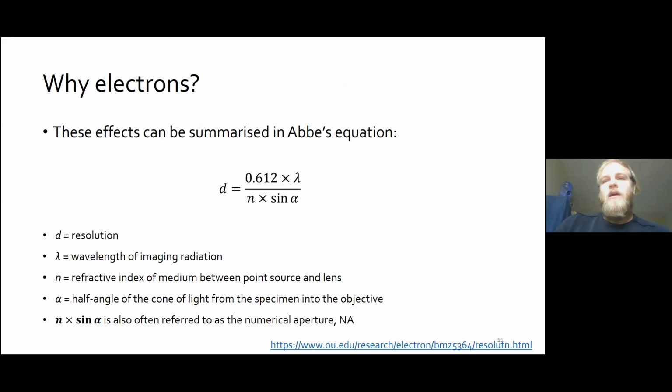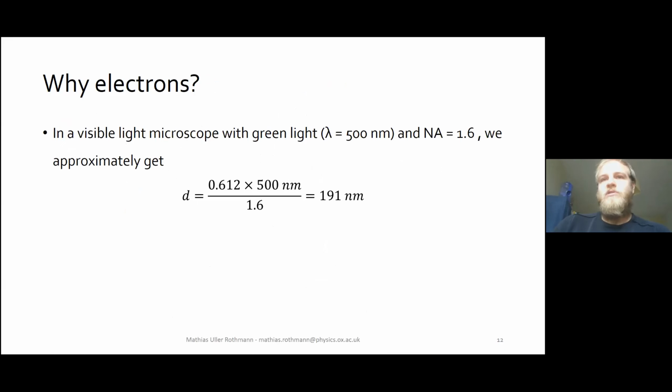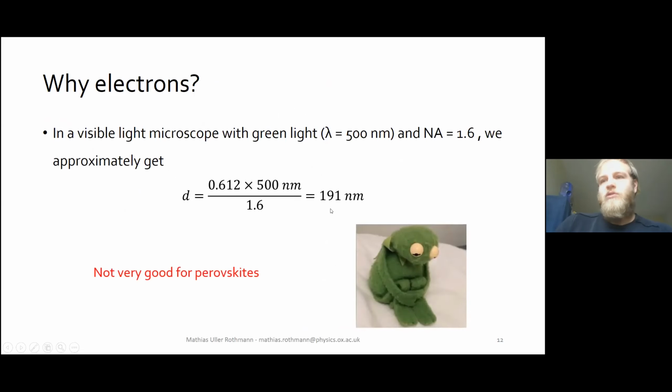If we look at the resolution of an optical system using visible light, we can use the Abbe equation, where our resolution is given by some constant times the wavelength of the radiation, divided by what we call the numerical aperture. If we plug in some numbers, say green light at 500 nanometers and a numerical aperture of 1.6, which is a pretty good visible light microscope, we get a resolution of just under 200 nanometers. That's not very good for perovskites, especially if you have grains in the order of less than 100 nanometers. You might not be able to distinguish two grains sitting next to each other.